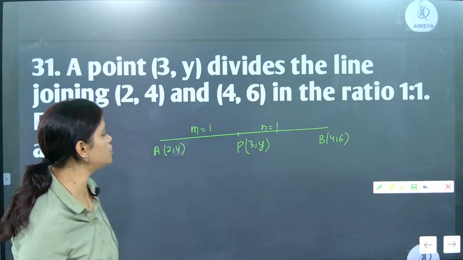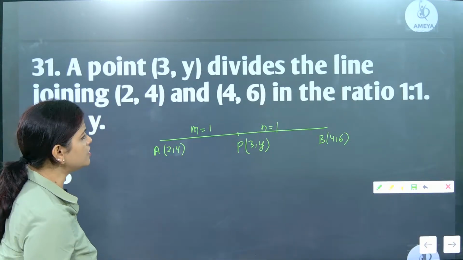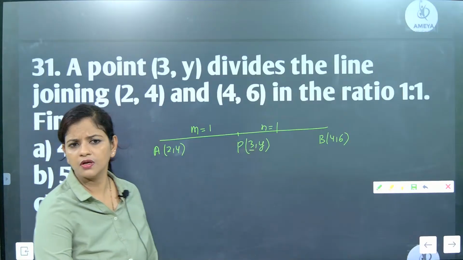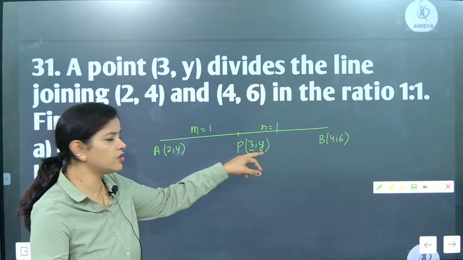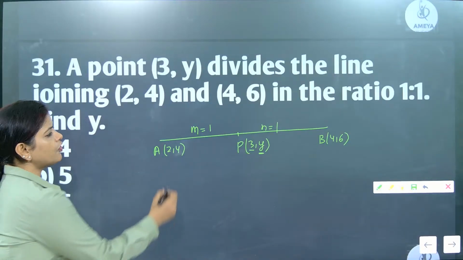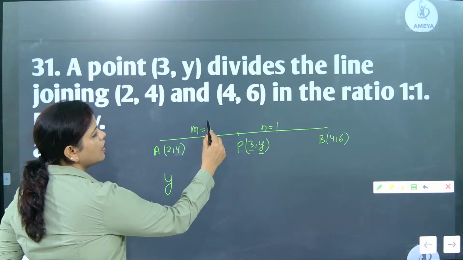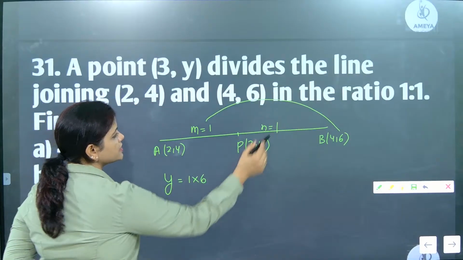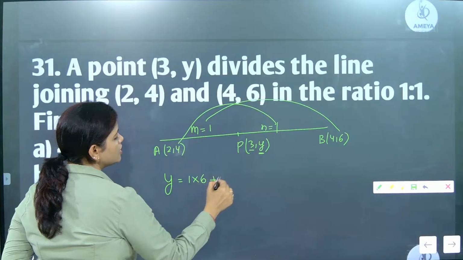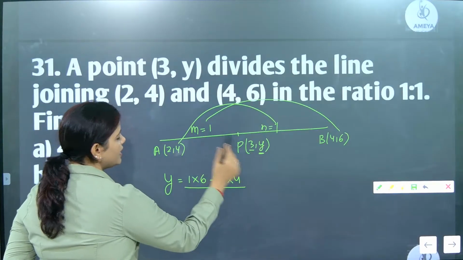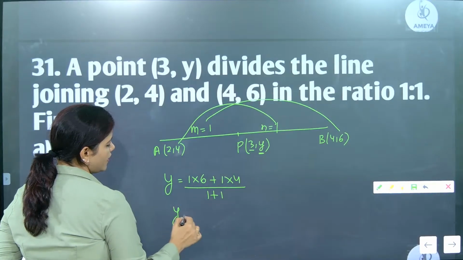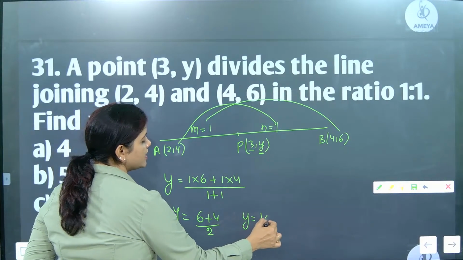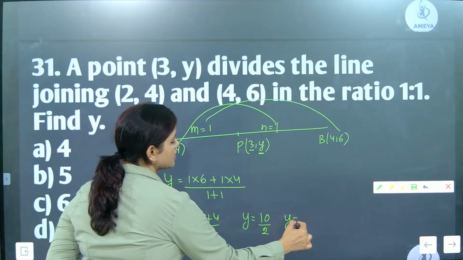After this, we just have to use the formula. We have to find the value of y, so we don't need the x value. We directly use the formula for y. 1 will be multiplied by 6, so it becomes 1 into 6, and 1 will be multiplied with 4, so it is 1 into 4, divided by 1 plus 1. So y is 6 plus 4 by 2, which is 10 by 2. So y is 5.